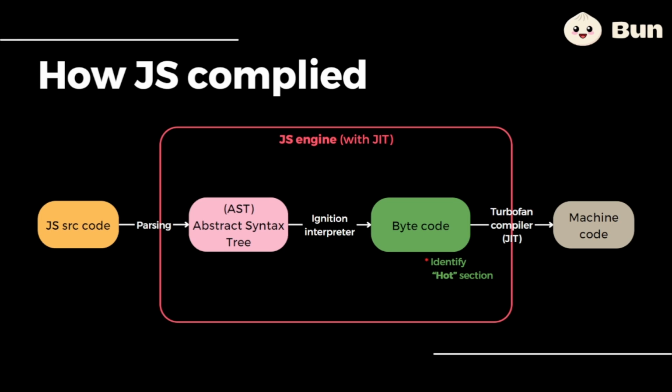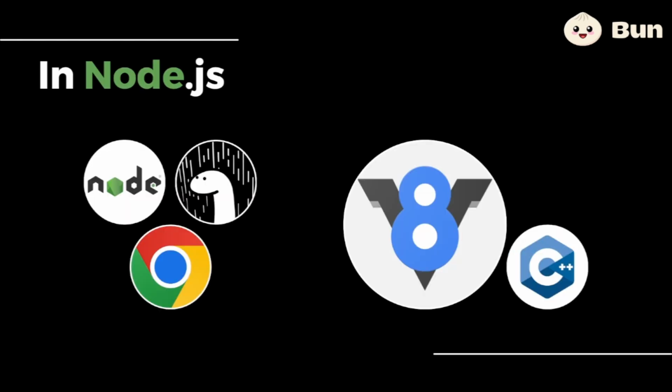Then the profiler receives bytecode from the interpreter and passes the identified hot sections to the TurboFan compiler for transformation into machine code. Then we're going to take a look at Node.js. Node.js is written in C++ and built on top of the V8 engine, which is the JavaScript engine that is also used in Google Chrome and Deno.